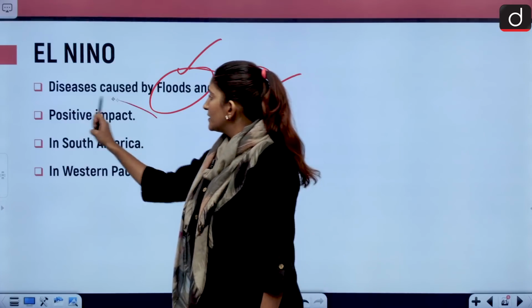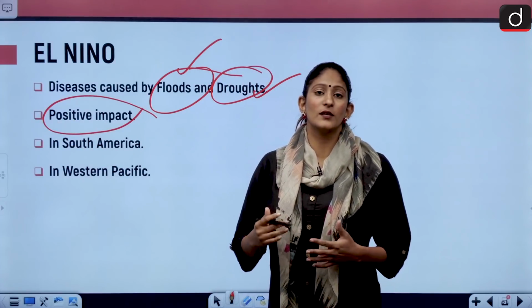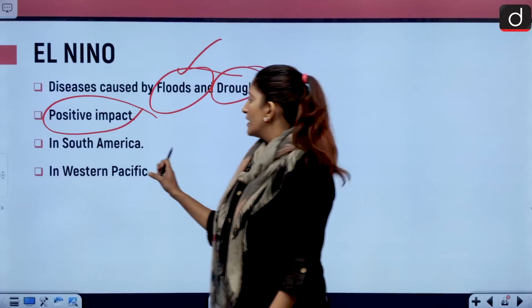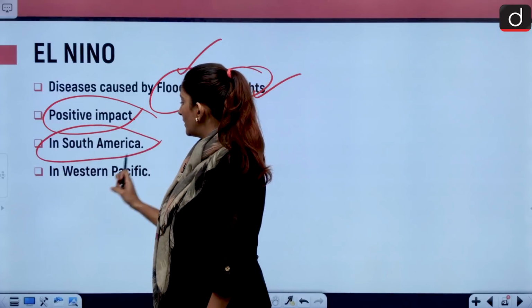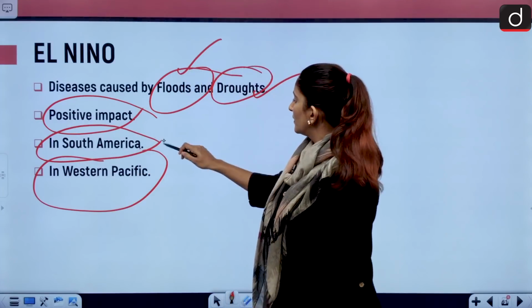And there are certain positive impacts. That means it will decrease, or it will not make hurricanes happen in the Atlantic. In South America and West South America, we talked about the flooding of the region.